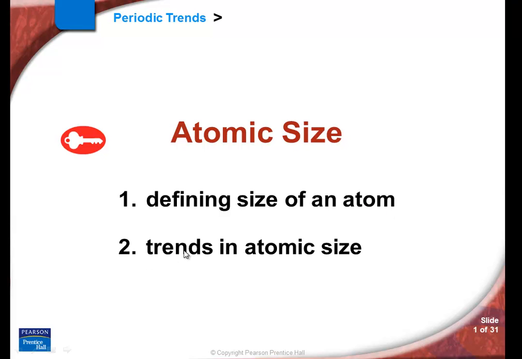The second thing that I want you to understand by the end of the video is the overall trends in atomic size. That is, if you're looking at a periodic table and I randomly pick two elements on the periodic table, you should be able to give a pretty good guess for which one is larger, and then describe how atomic size changes going from top to bottom as well as left to right.